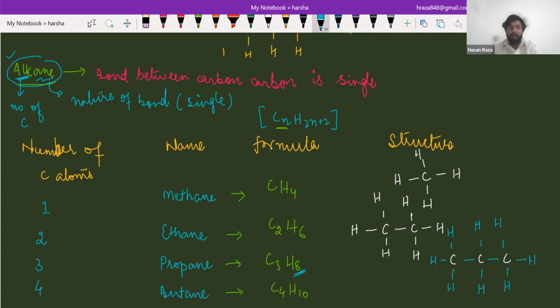Carbon makes 4 bonds in order to satisfy itself, in order to complete its octet. In one bond there are 2 electrons, and each carbon is making 4 bonds. That means 8 electrons. Octet completed.